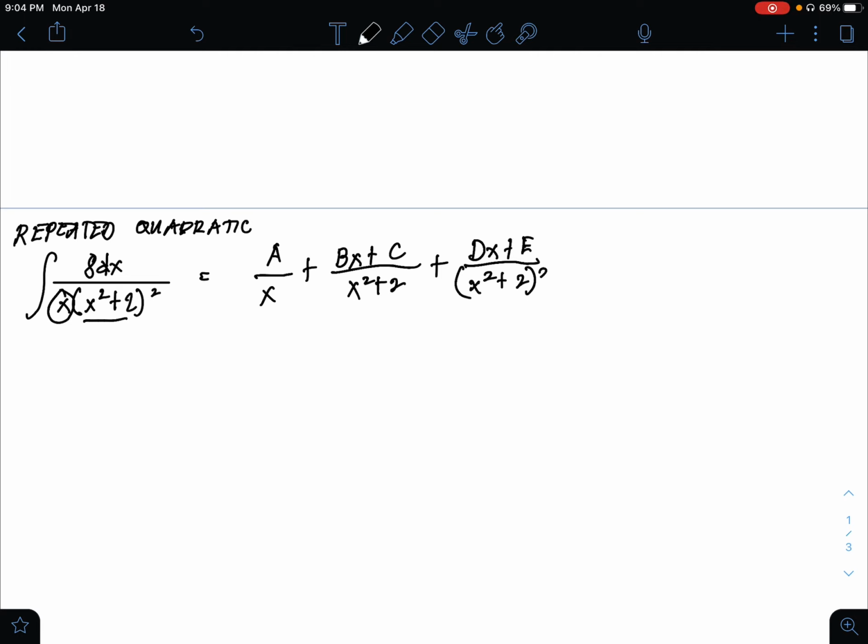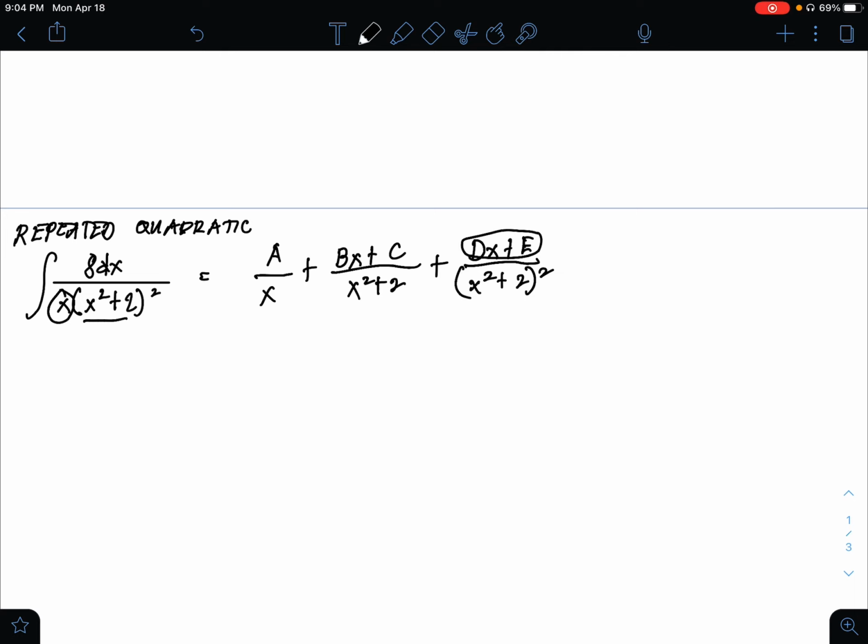Why Dx plus E? It is because it's another constant, right? So that's A, B, C, D, and E. It would be confusing if the constants all had the same name, so it would be much better if we name them differently.